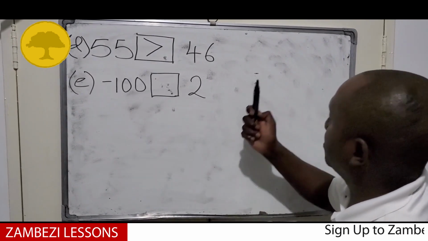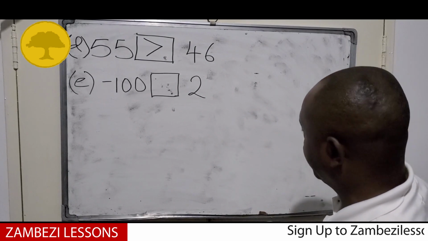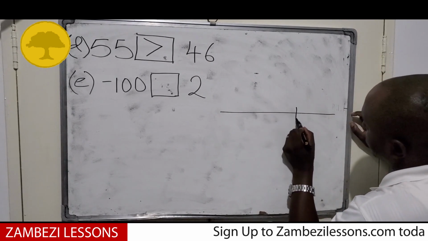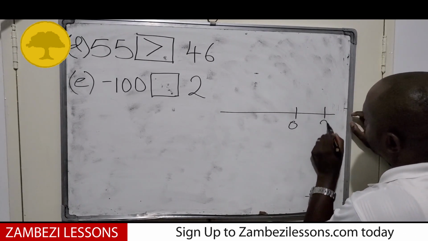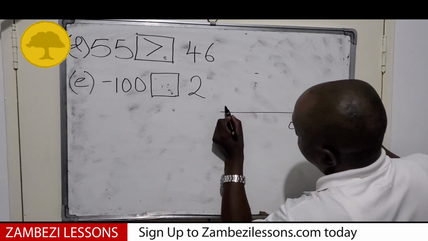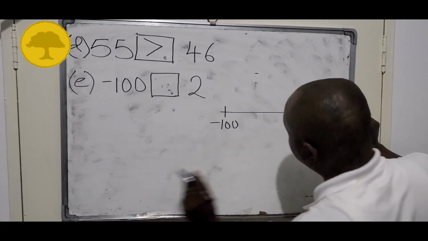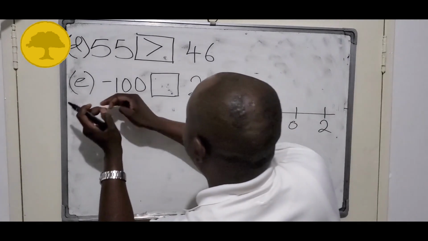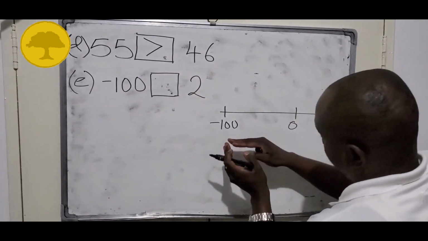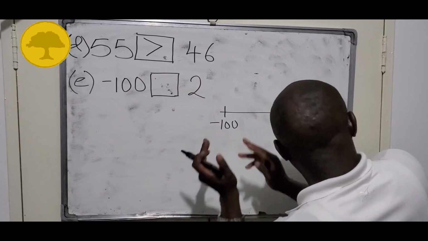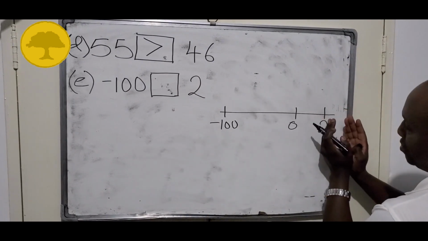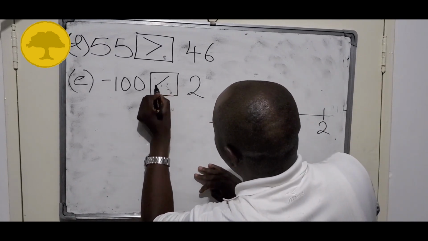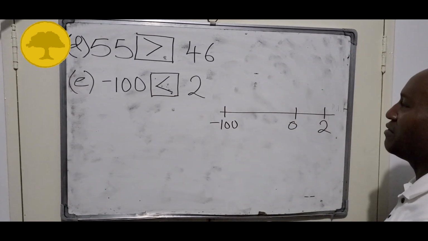We have negative 100 and we have a positive 2. Presentation on the number line, it will be like you have your 0, then you have your 2 on the right hand side, and you have your negative 100 on the left hand side. Following the same principle, since we are starting with the number negative 100, negative 100 is on the left hand side of positive 2. For the fact that it is on the left hand side, it is definitely what? Lesser than the positive 2 we are making reference to.